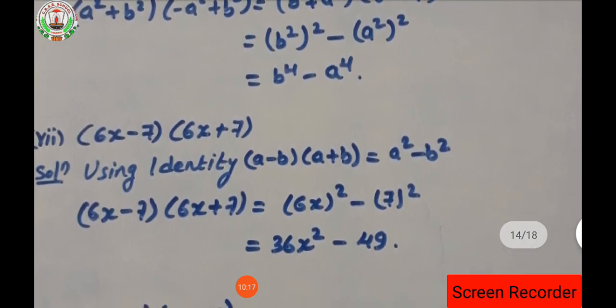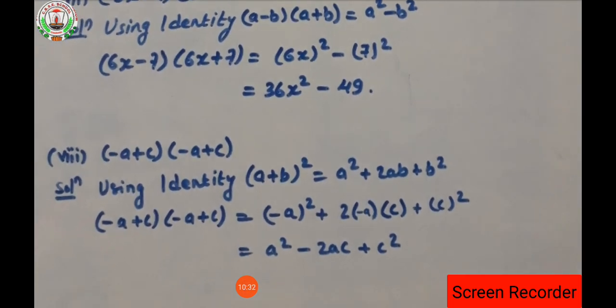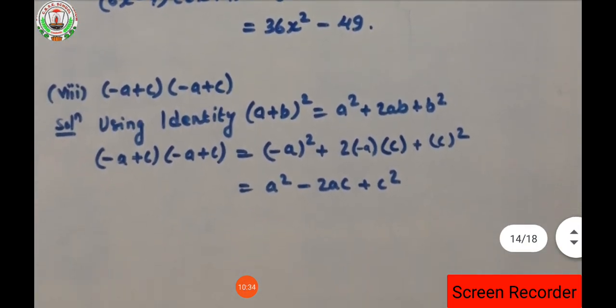Now the seventh one is a very simple one. We are going to use the identity (a - b) into (a + b) is equal to a square minus b square. So (6x square - 7x square) will become 36x square minus 49. Here is the eighth part solution. Just go through it. Okay.